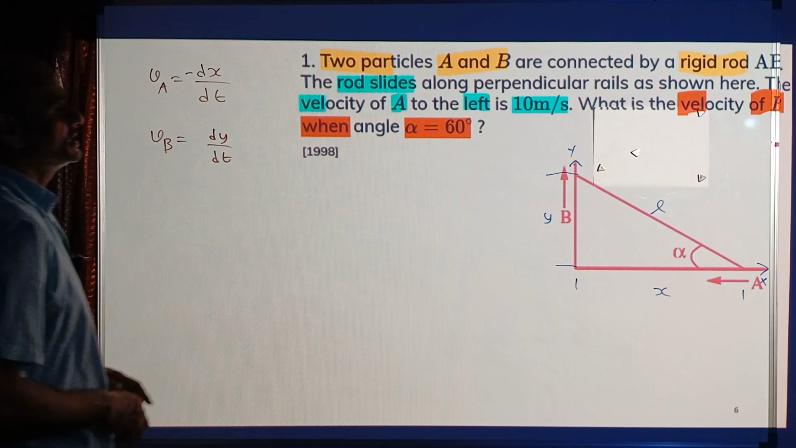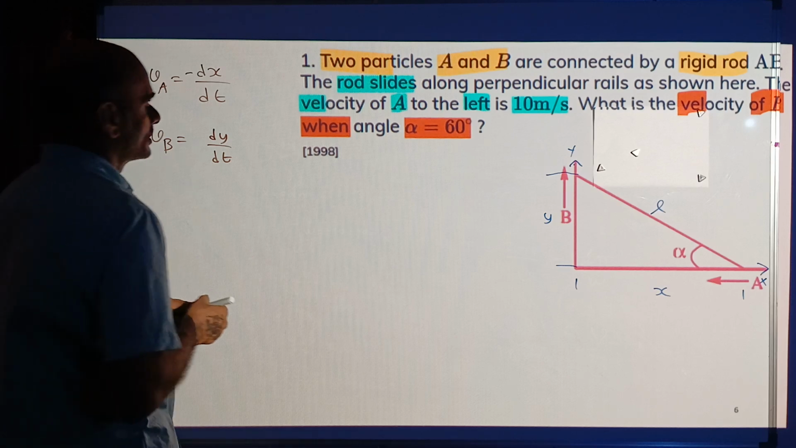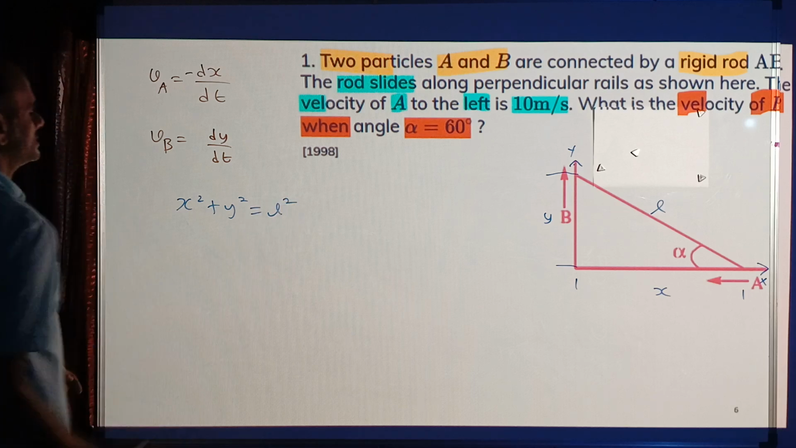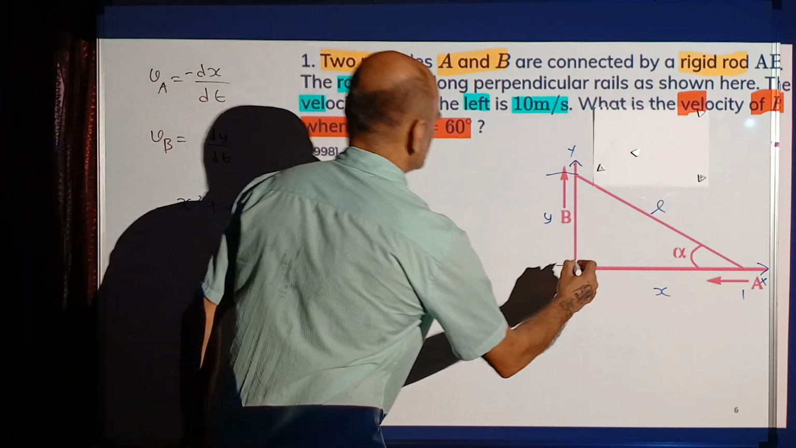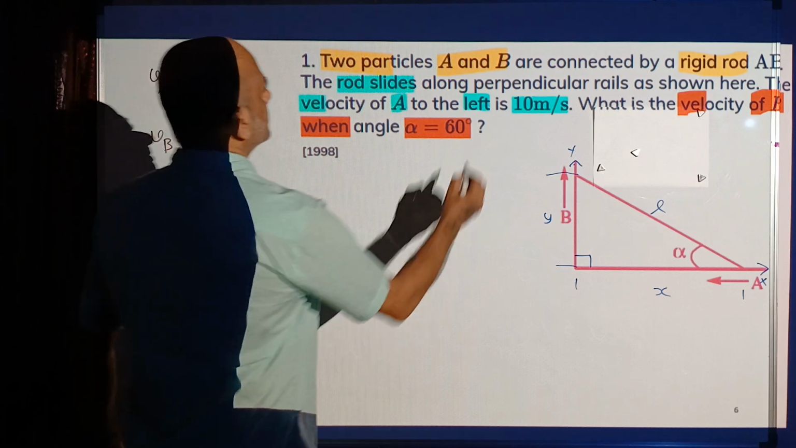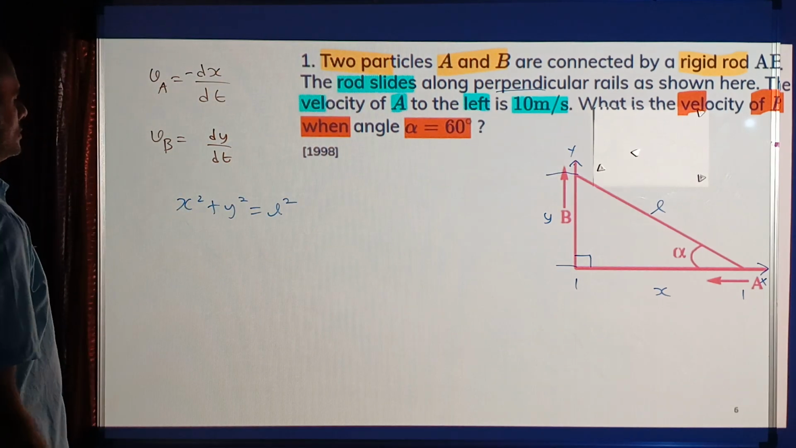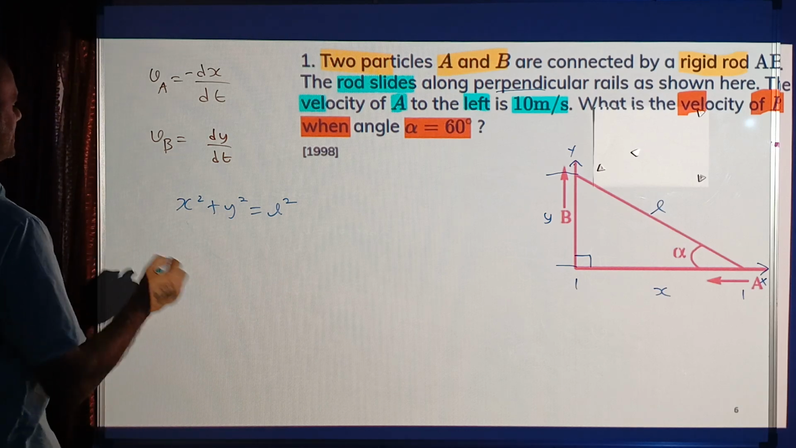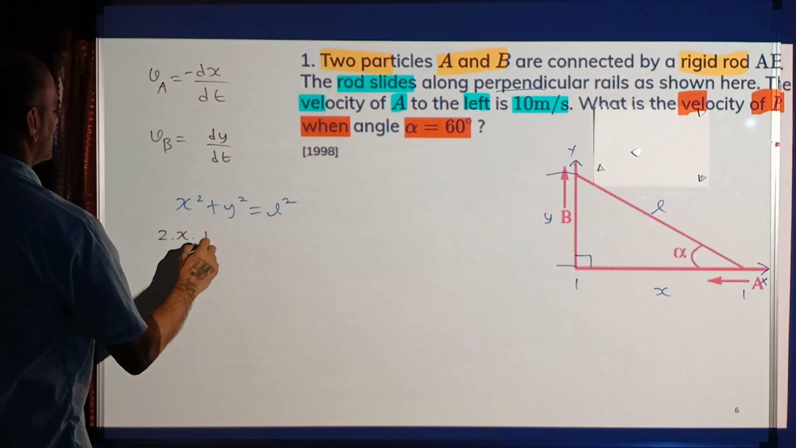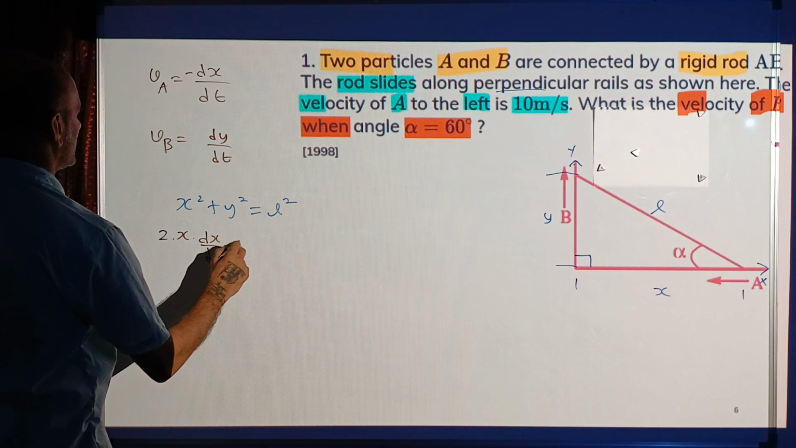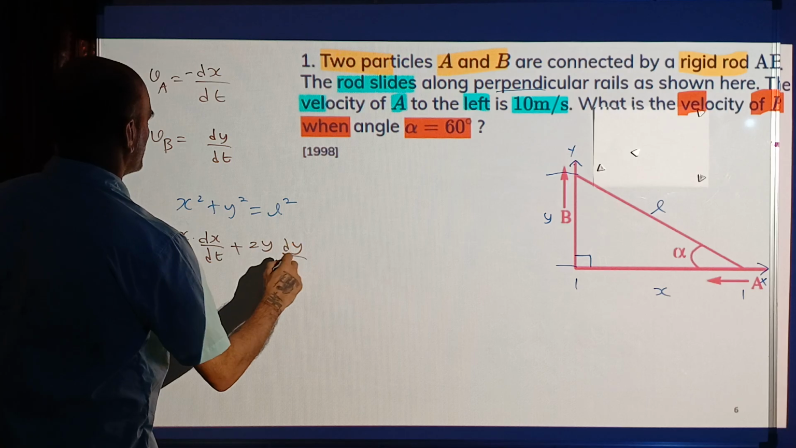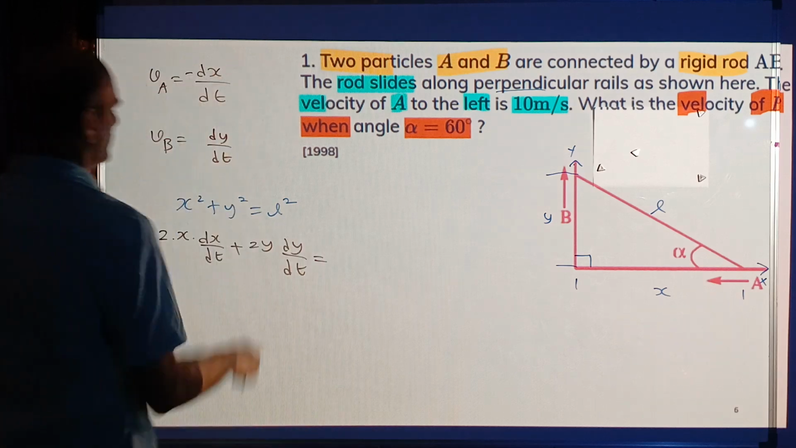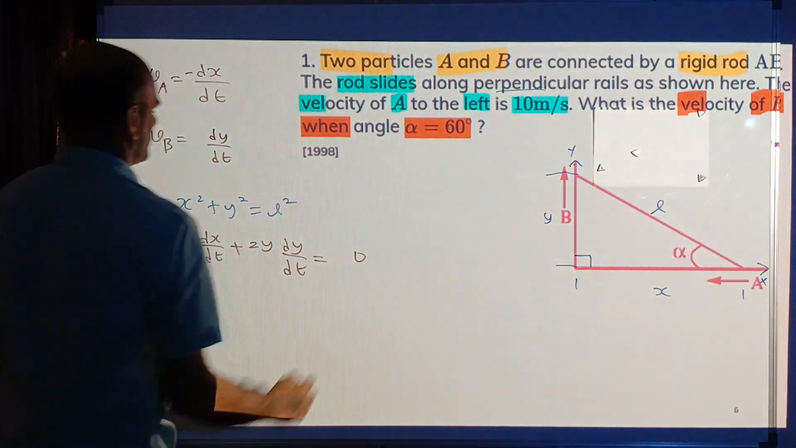The relation between x and y is constrained by the length of the rod as x square plus y square equal to L square. This is obtained by applying Pythagoras theorem in this right angle triangle, formed by the perpendicular rails. So this is the constraint relation. Now if I differentiate this on both the sides, I'll get 2x dx by dt plus 2y dy by dt. As time goes on, x will change, y will change, but L will not change. L is a constant, so it is 0.